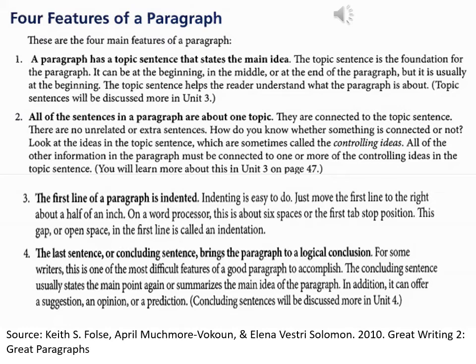The last feature is a concluding sentence that brings the paragraph to a logical conclusion. For some writers, this is one of the most difficult features of a good paragraph to accomplish. The concluding sentence usually states the main point again or summarizes the main idea of the paragraph.